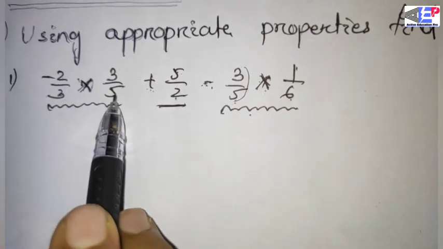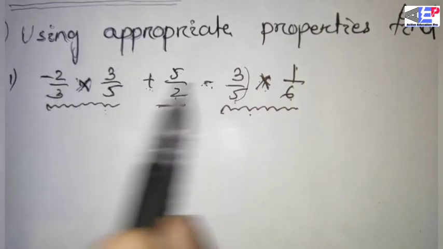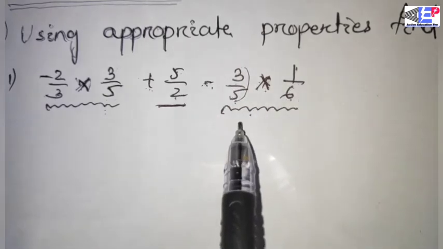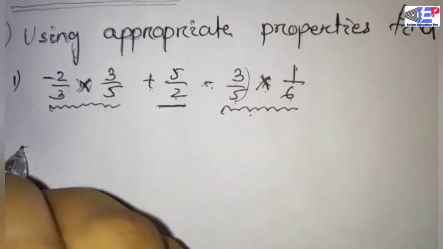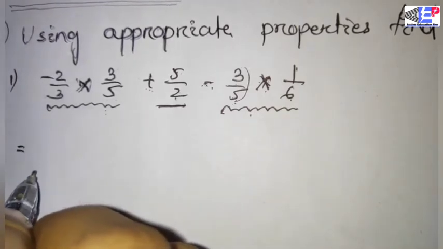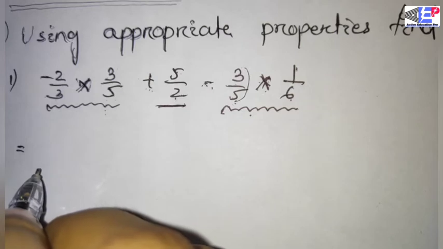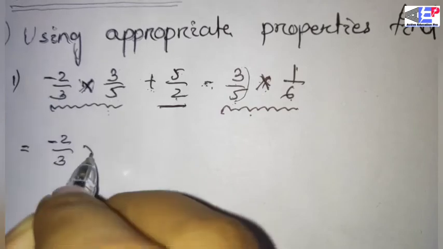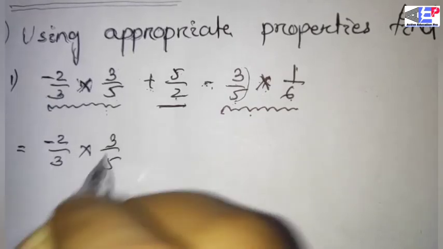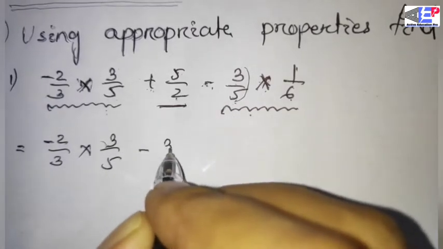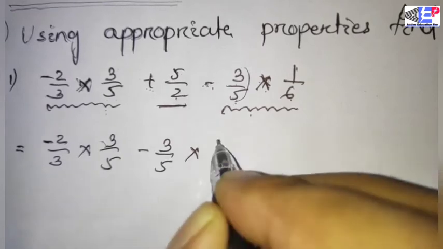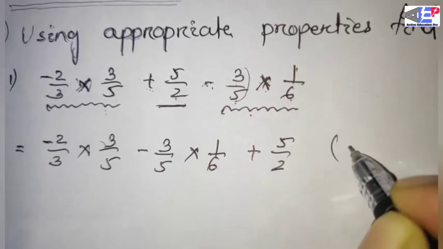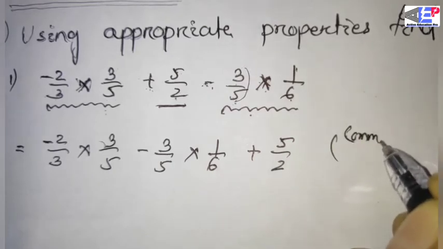3 by 5 is multiplied with minus 2 by 3 here, and here 3 by 5 is multiplied by 1 by 6. So 3 by 5 is the common factor. So first, as per the rule of commutative property, change the order: minus 2 by 3 into 3 by 5, this is the first term. Then take the third term to the second: 3 by 5 into 1 by 6, plus 5 by 2. This is for the commutative property.